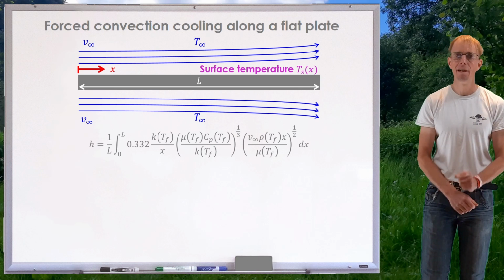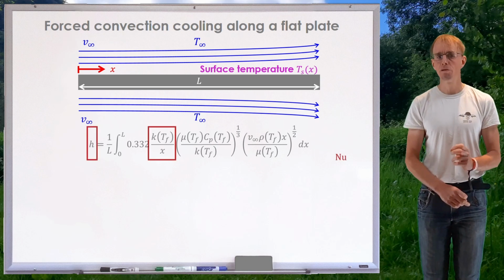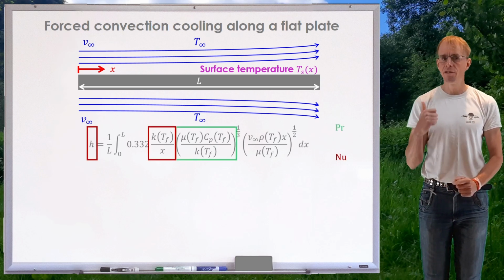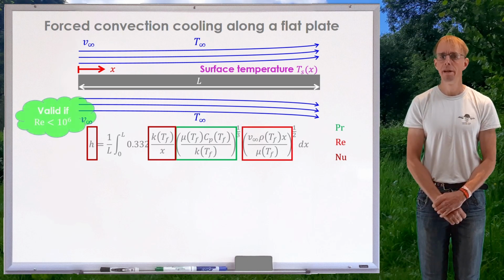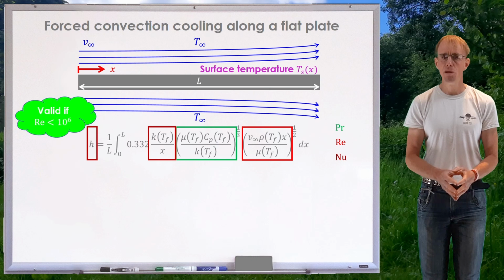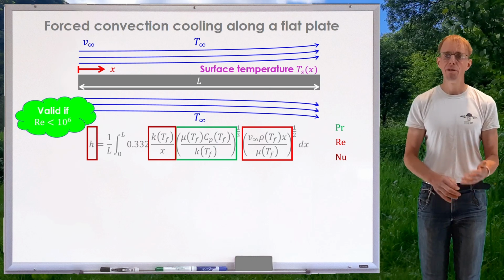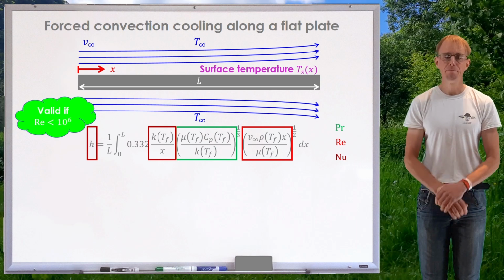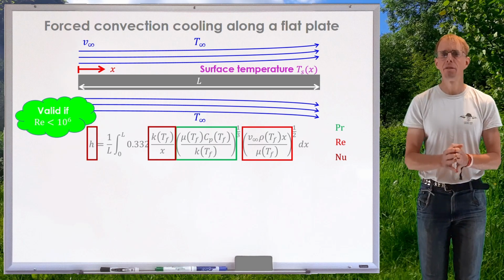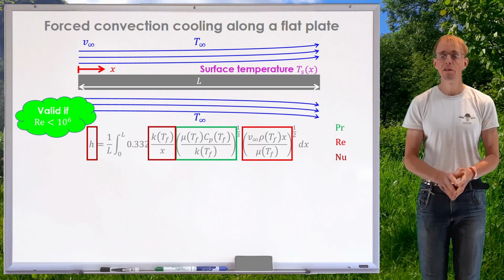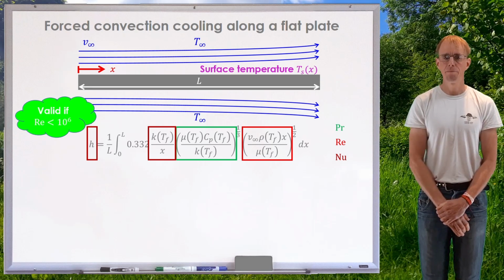Now let's examine this expression carefully. Let's have a look at what dimensionless groups are involved. We can see there in brown is the Nusselt number, HL over K, just rearranged somewhat so that H is the subject of this equation. In green we have the Prandtl number, mu Cp over K. And in red we've got the Reynolds number, V infinity rho x over mu. All of these dimensionless groups are raised to various powers. And we need to be careful that these correlations are valid for the fluid conditions we're looking at. This is valid if the Reynolds number is less than 10 to the 6.